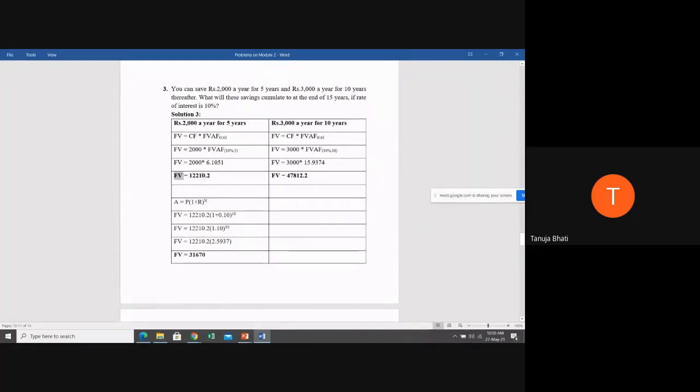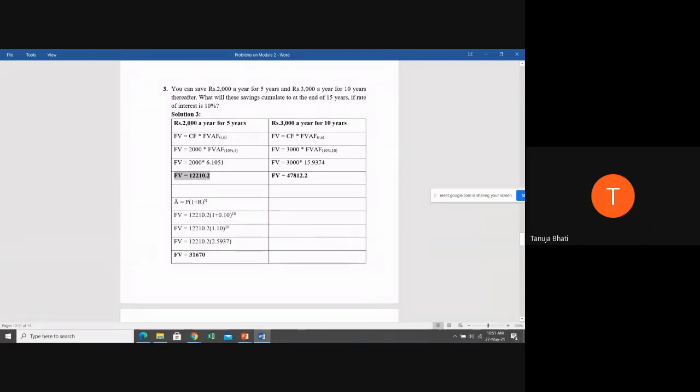So you have to treat this as a single cash flow just to bring this amount up to a period of 15 years. Why? Because they are asking in the problem what these savings will accumulate to at the end of 15 years. Therefore, we cannot leave it at the end of 5 years. We have to bring it up to the end of 15 years. So between the end of 5 years and 15 years, the time period is only 10 years. So consider this as a single cash flow.